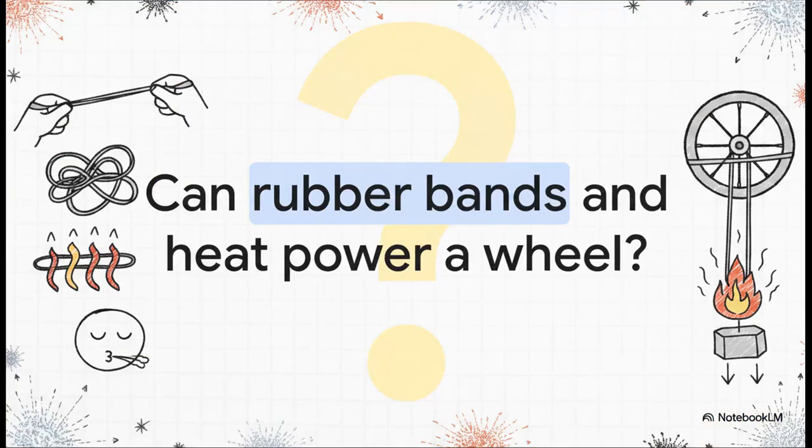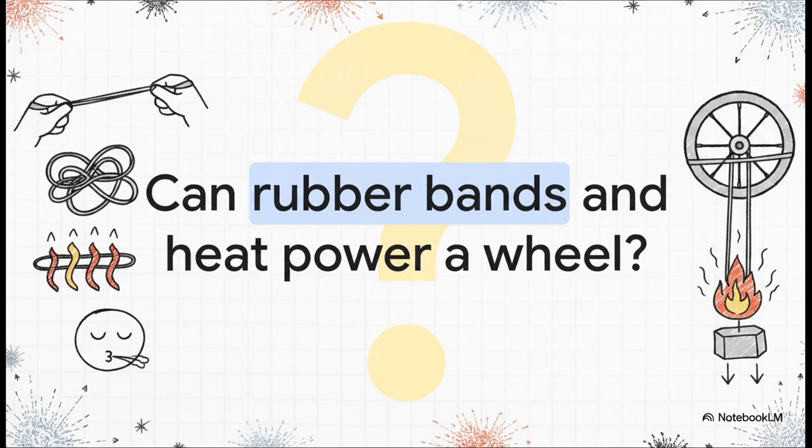So can you actually power a wheel with just rubber bands and a heat source? To figure that out, we have to look at the tangled molecular spaghetti that makes up a rubber band. If you stretch a rubber band and quickly place it against your lips, you'll actually feel it get warm, and when you let it relax, it cools down. Now, our everyday instincts might tell us that heating something makes it expand, right? But if you hang a weight on a stretched rubber band and hit it with a flame, it actually contracts.